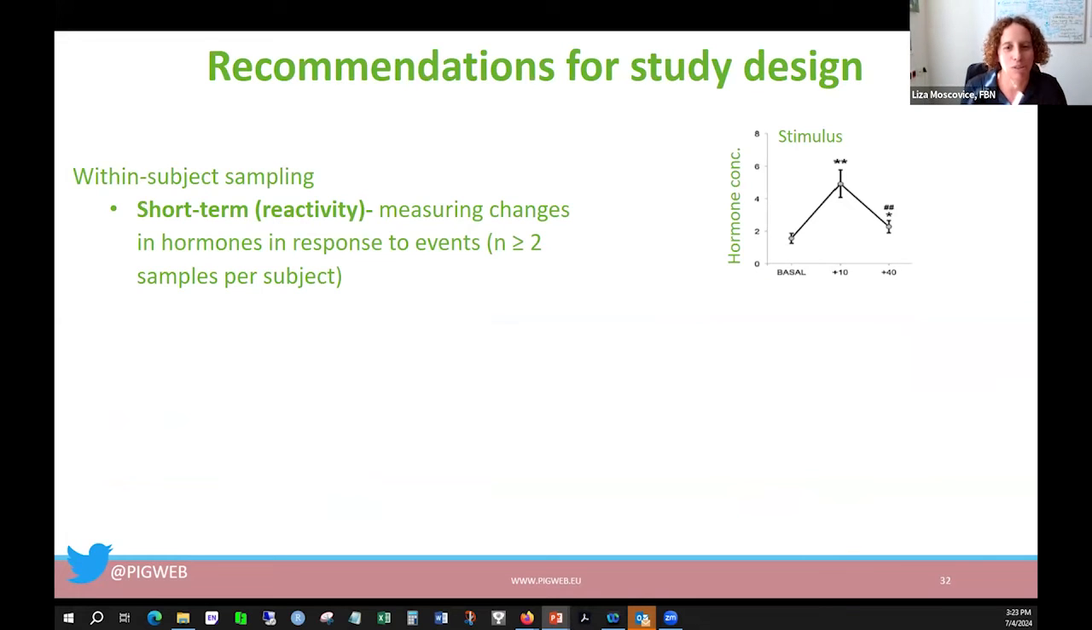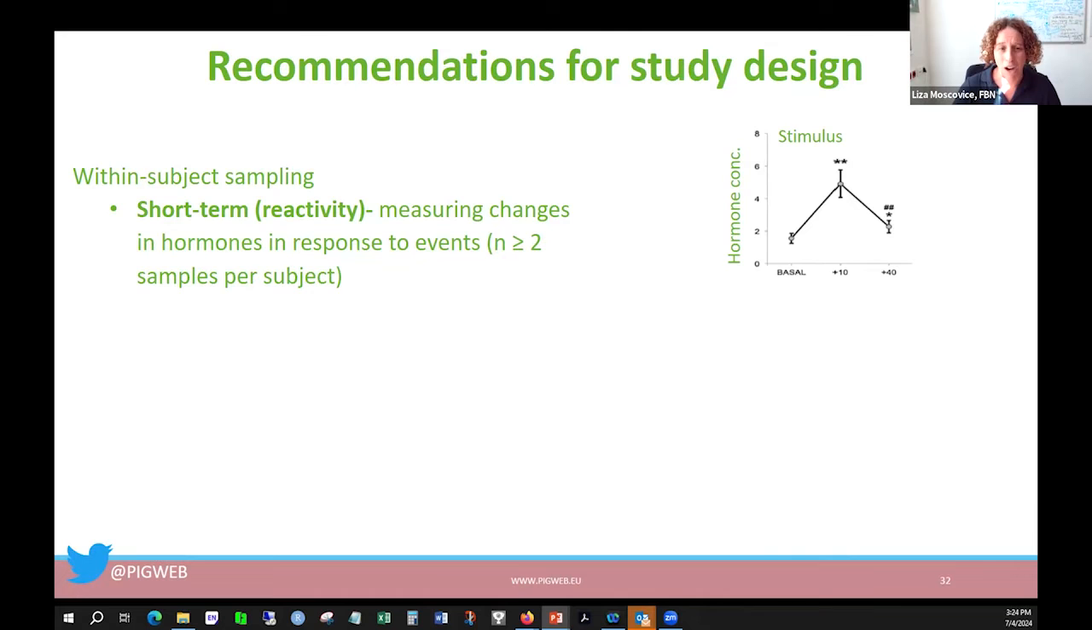Of course, this will depend somewhat on your own personal goals for your study, but in general, I recommend using a within subject design for your measurement of hormones. That's really important because individuals vary both in their baseline concentrations of hormones and also in how much they react to challenges. And it's better to use an individual's own baseline as the reference point to see how extreme their reaction is.